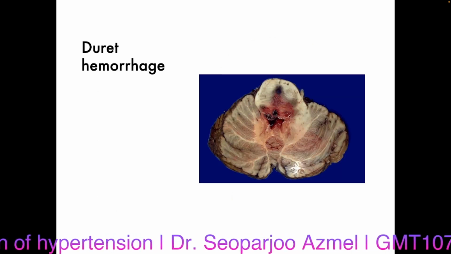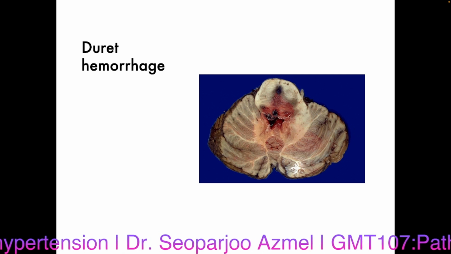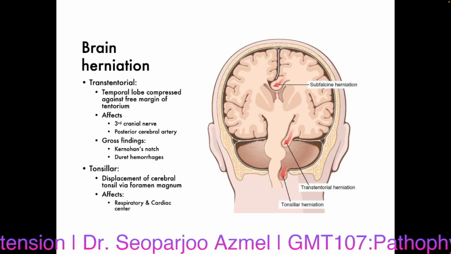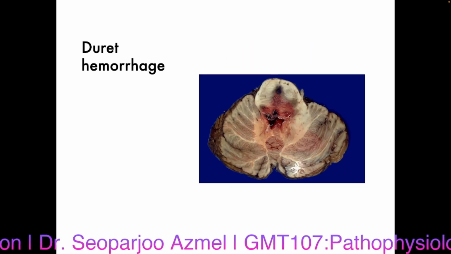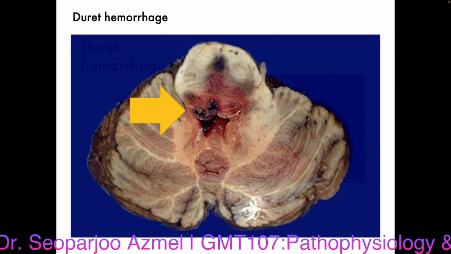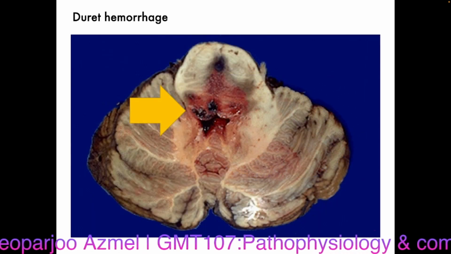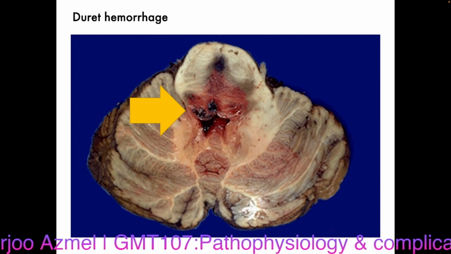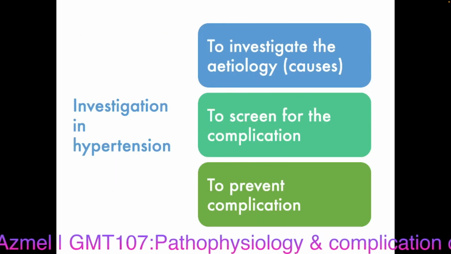Duret hemorrhage is another finding if there is a tonsillar or transtentorial herniation. So here it is, the Duret hemorrhage inside the midbrain.